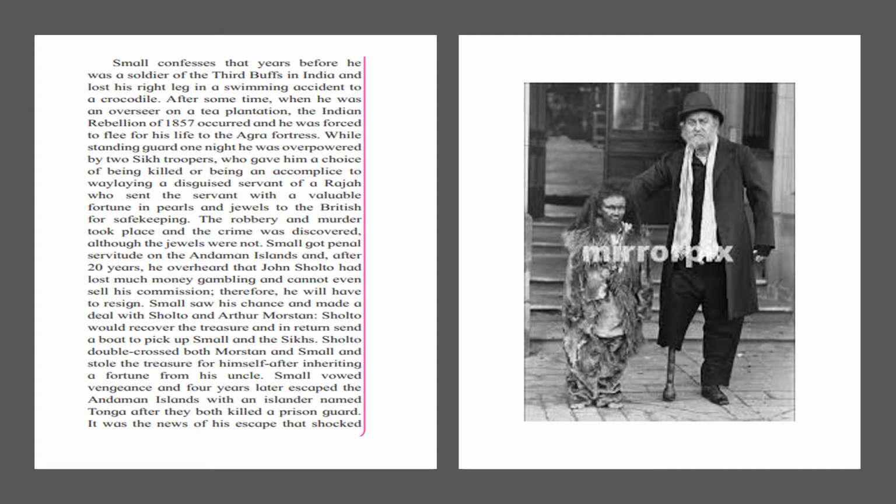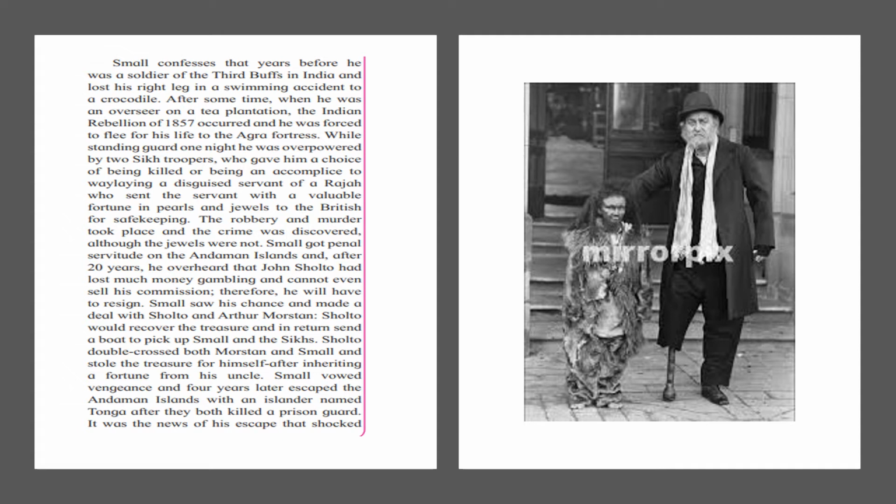After some time, the Indian Rebellion of 1857 occurred, where he was forced to flee for his life to the Agra fortress. While standing guard, he was overpowered by two Sikh troopers who gave him a choice of being killed or being an accomplice to waylaying a disguised servant of a Raja, who sent the servant with a valuable fortune in pearls and jewels to the British for safekeeping.